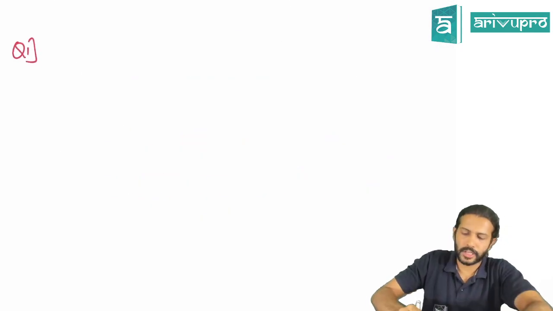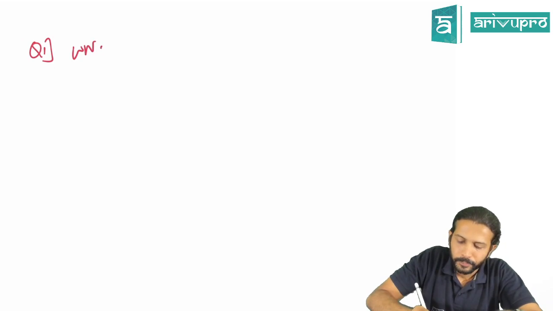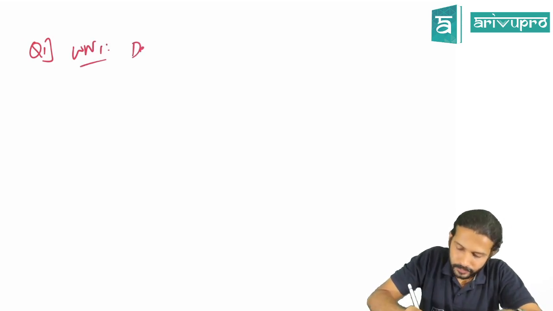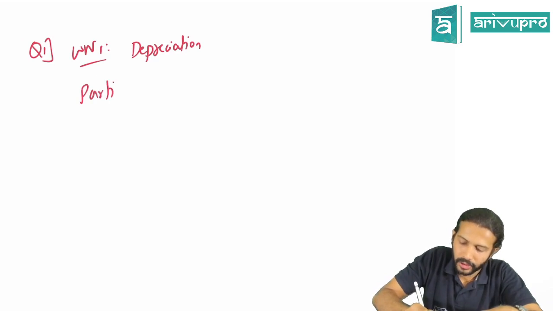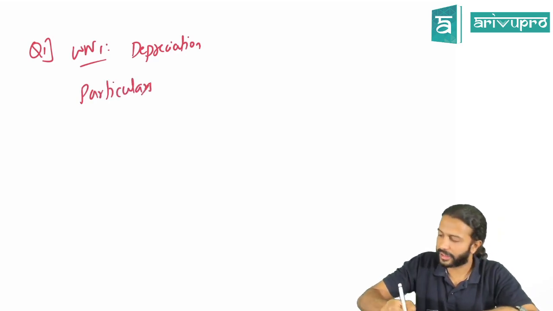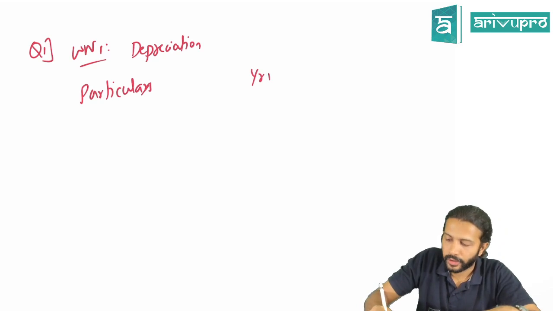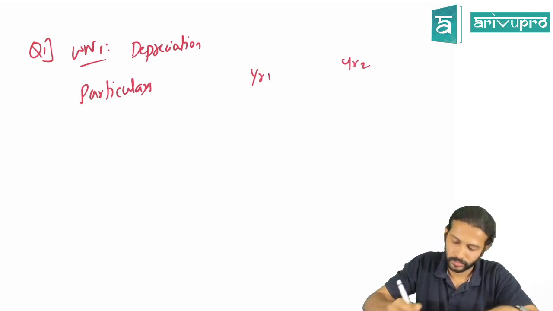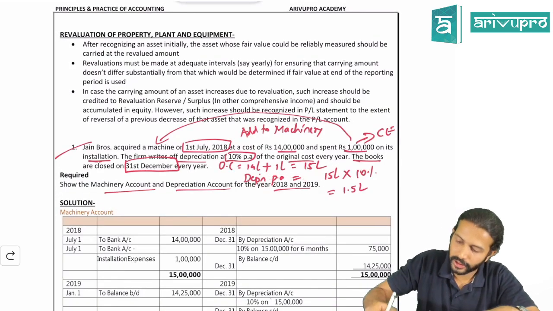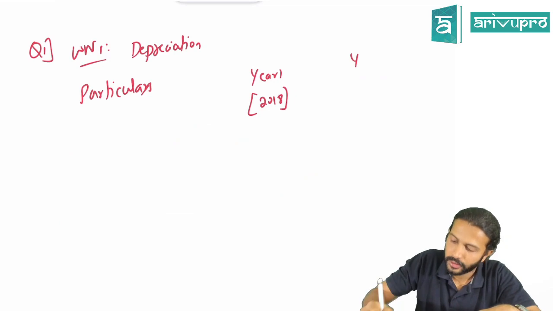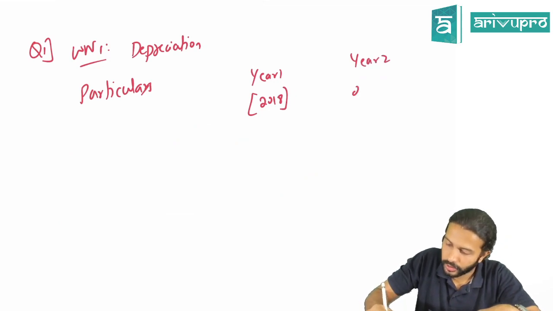First, working note number 1: Depreciation. I'll write here particulars. You can present it in any format. Alright, year 1, year 2. Or maybe I'll write it fully. Year 1, that is 2018, no? And 2019. So year 1 is 2018 and year 2 is 2019.